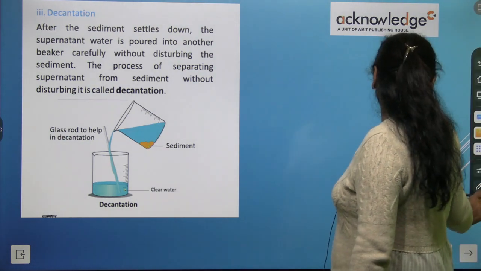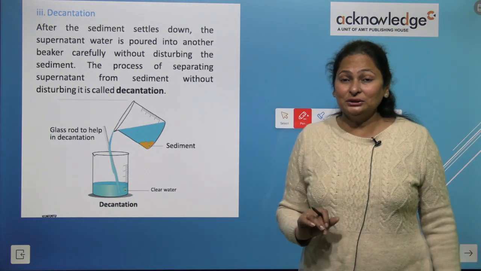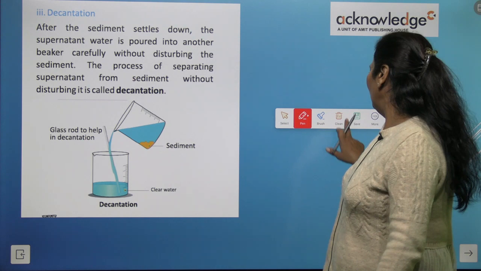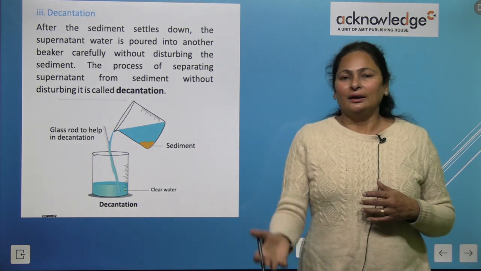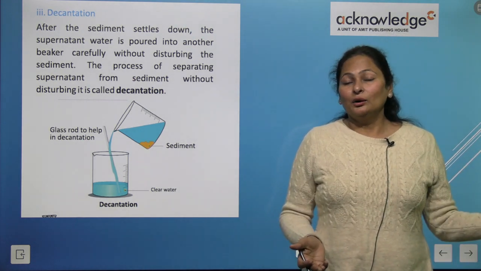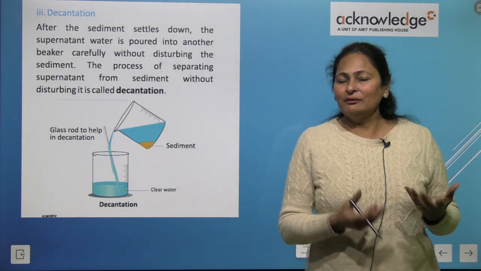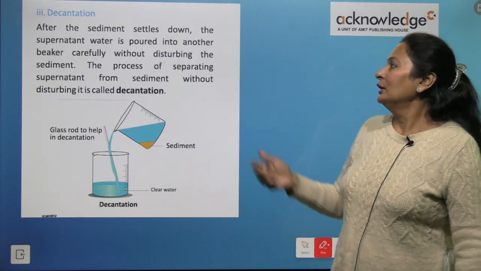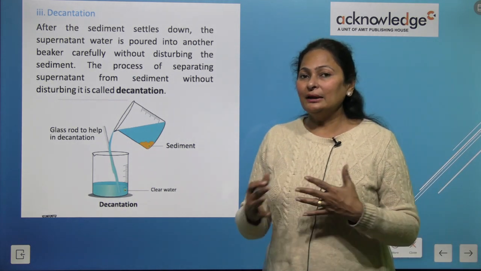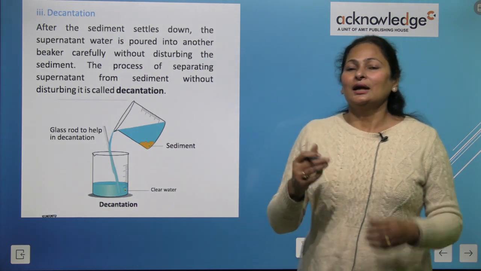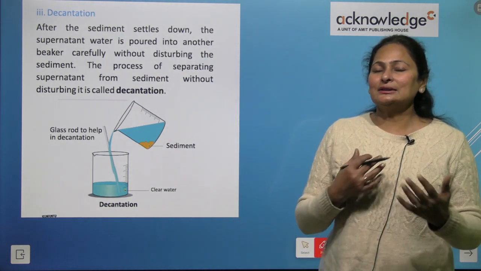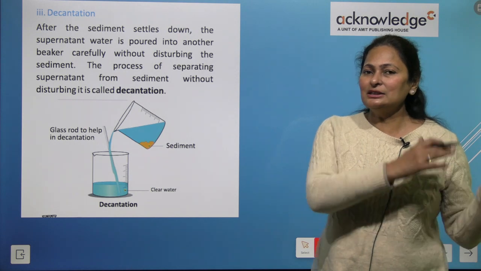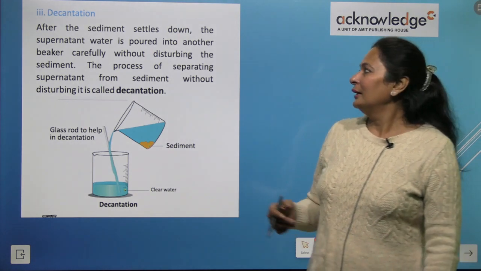Now, the next part is decantation. Now, you have two layers, the liquid and the what? And the sediment, right, which is left down. Now, we need to separate these two. This process is called decantation. The separation of sediments from the liquid is called decantation.